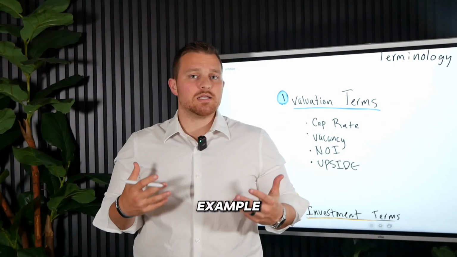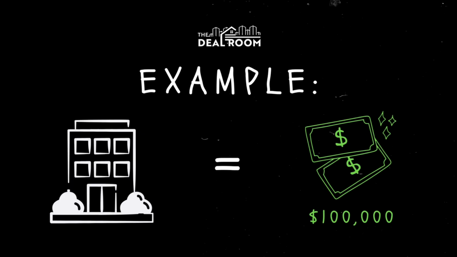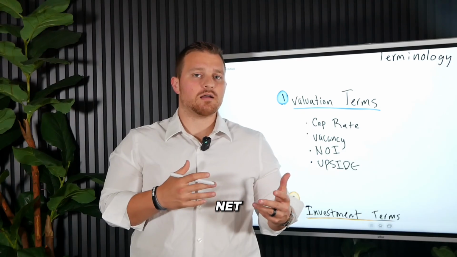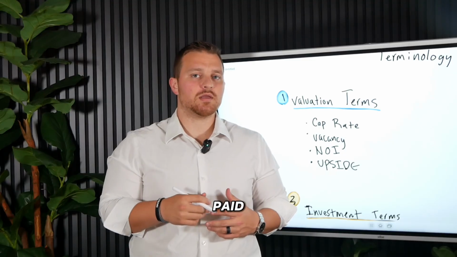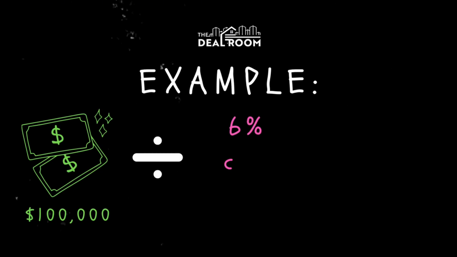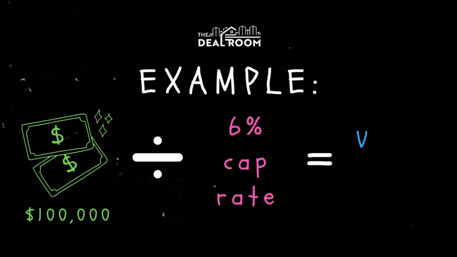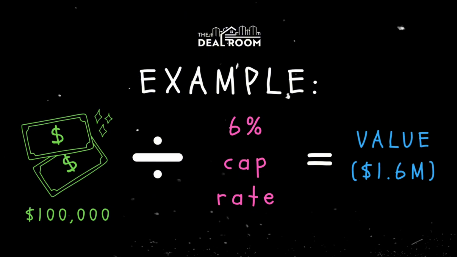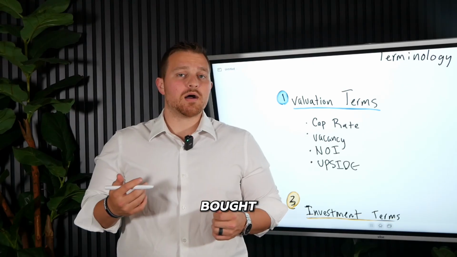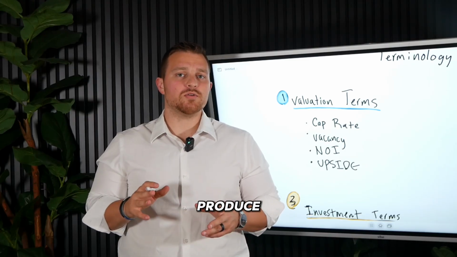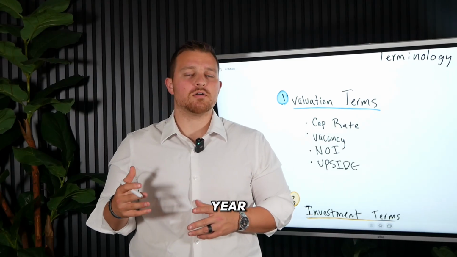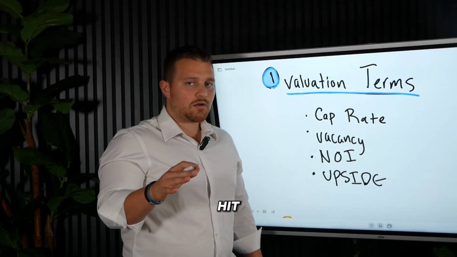So to give you an example, let's say a building produces $100,000 a year of net operating income, or profits from that property after the expenses have been paid, and we divide it by a 6% cap rate. That means the value of this building is worth $1.666 million. Meaning if you bought the building for $1.6 million without using any loan, it would produce $100,000 a year of net profits.